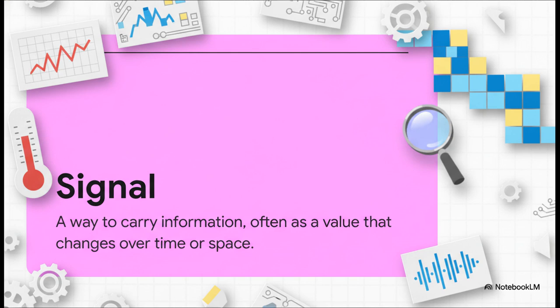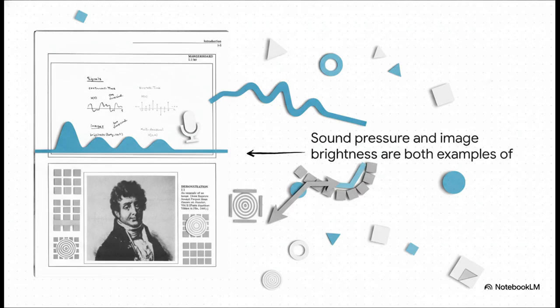To break it down, a signal is really just any way to carry information. Think of it as some kind of value that changes. It could be the temperature changing from morning to night, or it could be the brightness of a single pixel changing as you move across an image. And this idea is everywhere. A signal can be that squiggly line representing the sound pressure from my voice hitting a microphone, or it can be the different shades of gray in a picture. It's like the basic alphabet we use to describe and record the world.